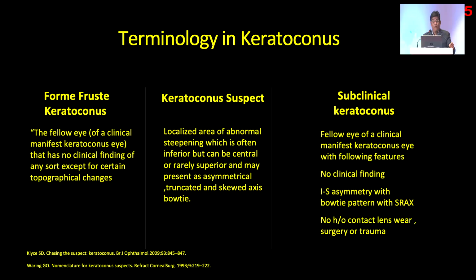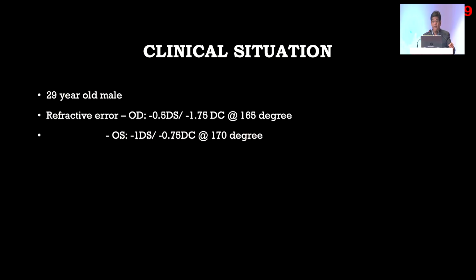In ectatic corneal disorders, it is important to understand definitions: forme fruste keratoconus, keratoconus suspect, and subclinical. Forme fruste is the fellow eye of a clinically manifest keratoconus eye, with no clinical finding except for certain topographical changes. A suspect is when a localized area of abnormal inferior, but maybe central or even superior, area is present. And a subclinical keratoconus is a fellow eye of a clinically manifest keratoconus with no clinical finding and some amount of asymmetry.